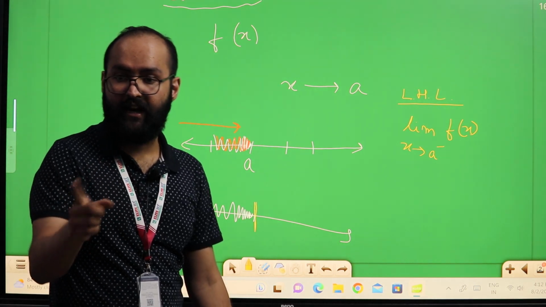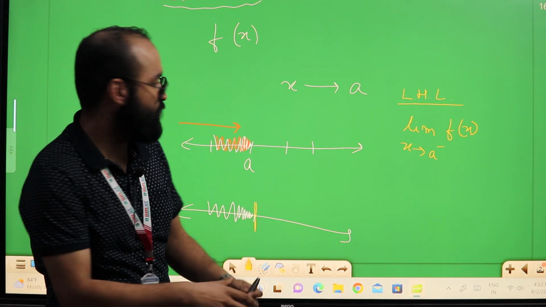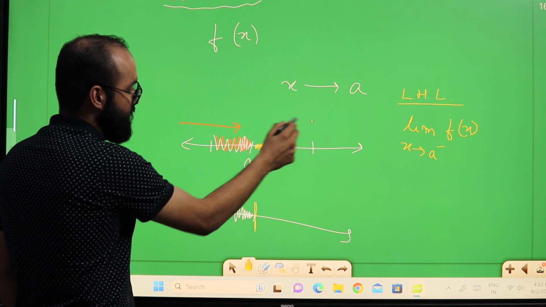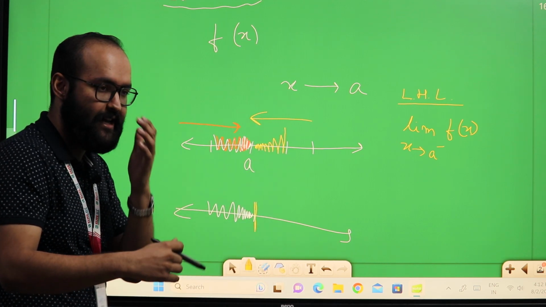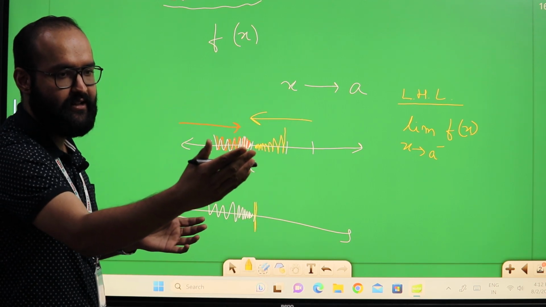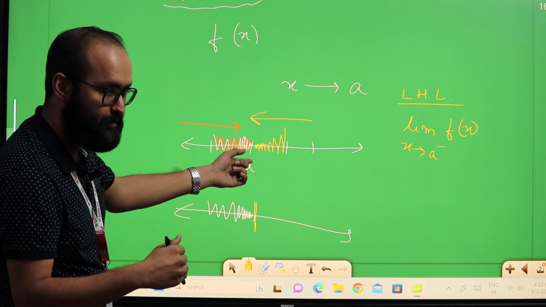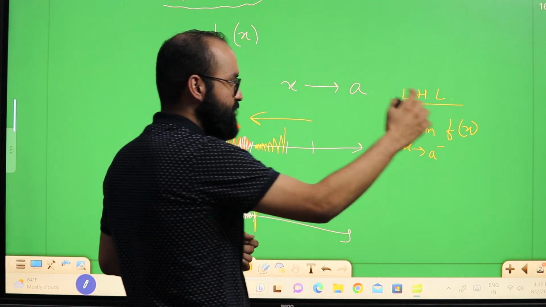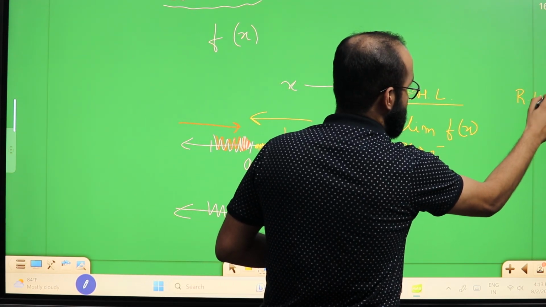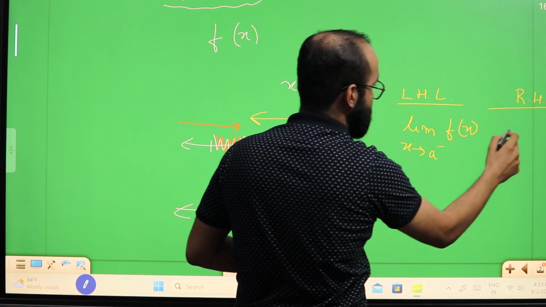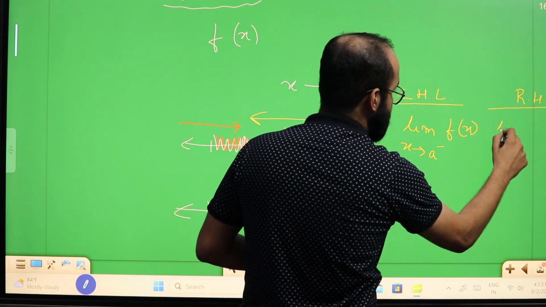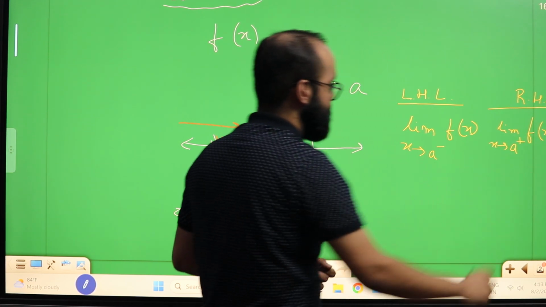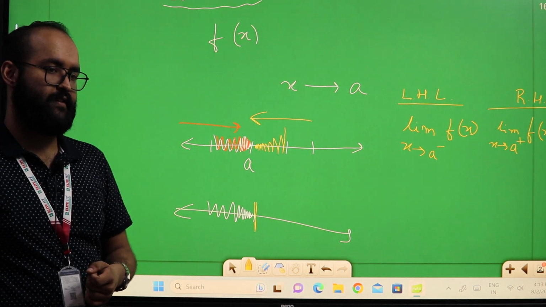Similarly, if we consider the other case, when x comes to a from the right side, that is from values greater than a. Right side means greater, no? So if x this time comes to a from the right side of a, then the limit of the function f(x) will be called the right hand limit, RHL. And how do we denote it? Limit x tends to a plus f(x), isn't it?